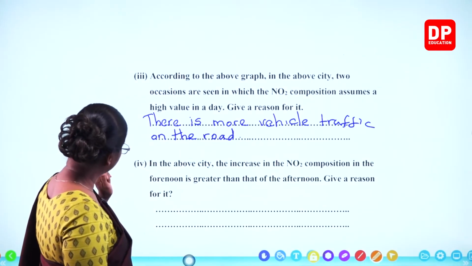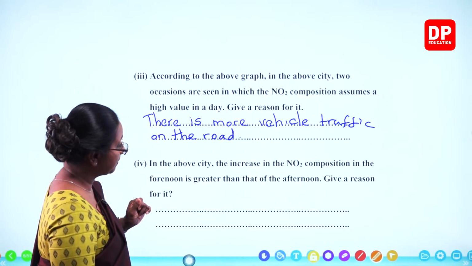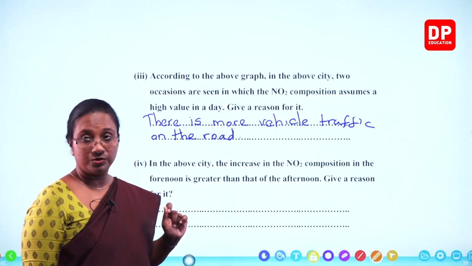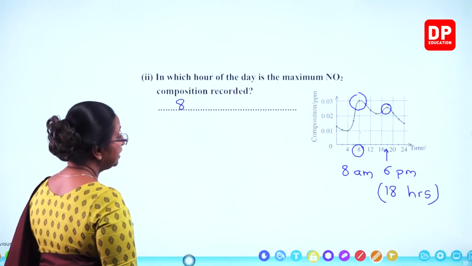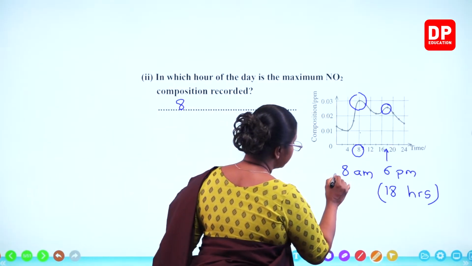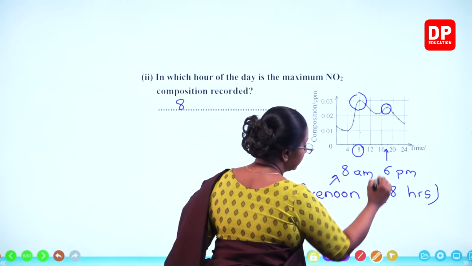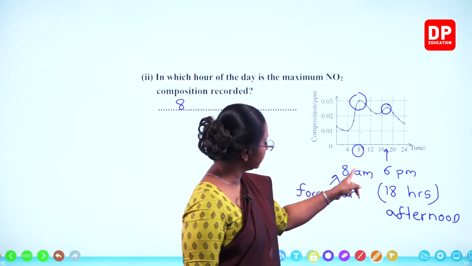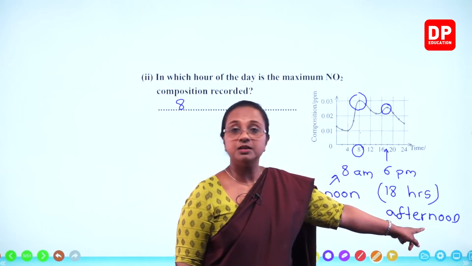Then the fourth part of the question. In the above city, the increase in the NO2 composition in the forenoon is greater than that of the afternoon. Give a reason for it. I have already given you all the reason. Here you can see 8 a.m. This is forenoon, before noon. And this is afternoon. Here we can see this is forenoon before 12 noon, and here it is after noon.